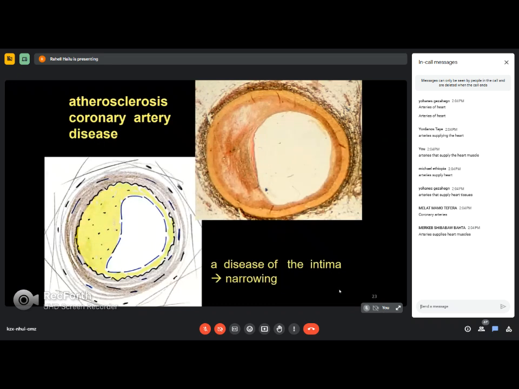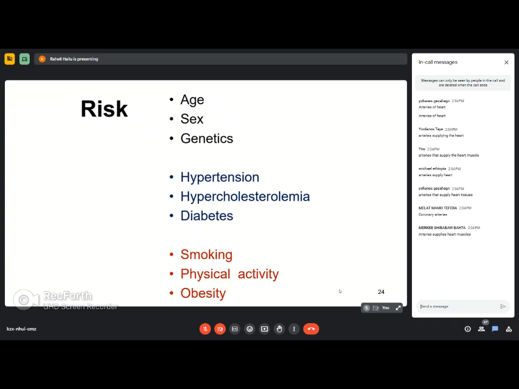So atherosclerosis is one of the major diseases of the coronary arteries, and it is the disease of the intima that leads to narrowing. So the risk factors for atherosclerosis, the most important ones, can be classified as modifiable and non-modifiable. The non-modifiable risk factors are those that you can do nothing about. For example, age, sex, genetics, you cannot change.